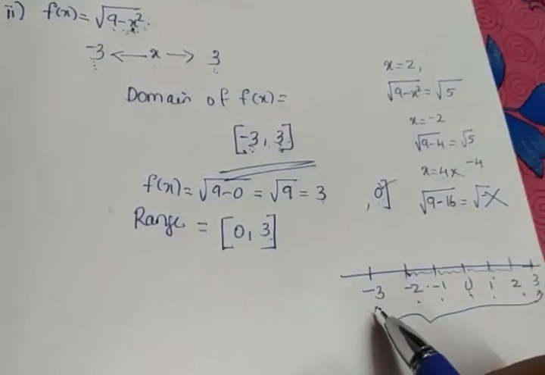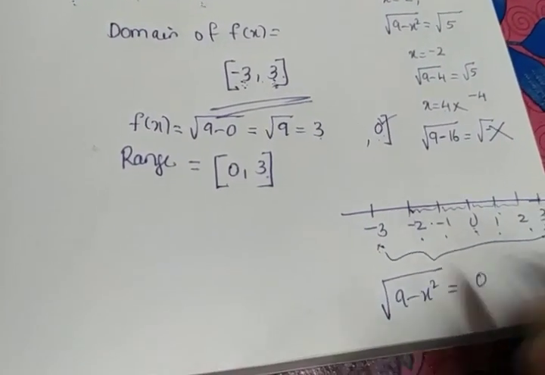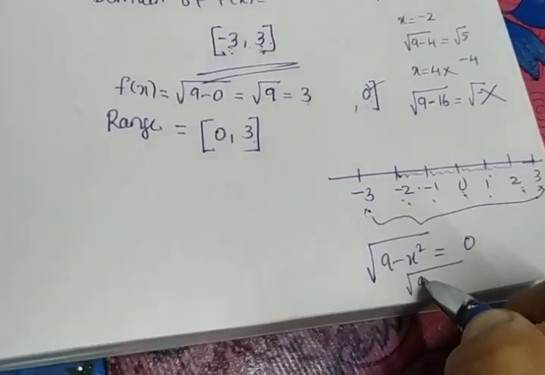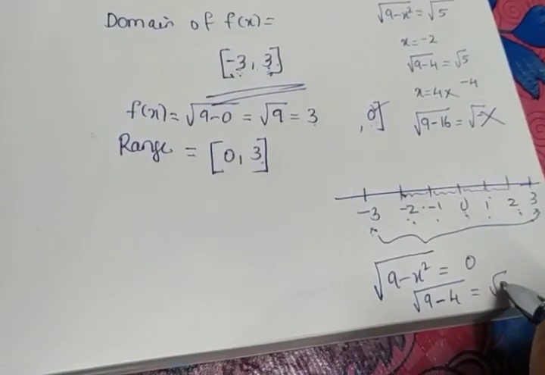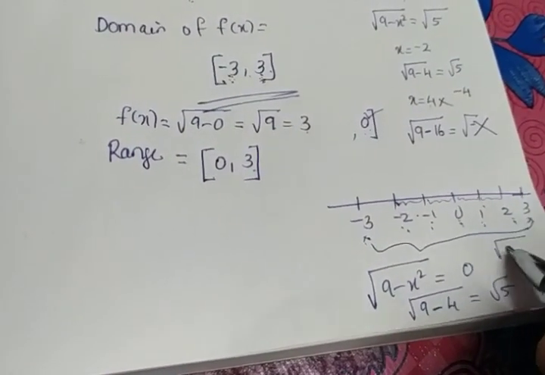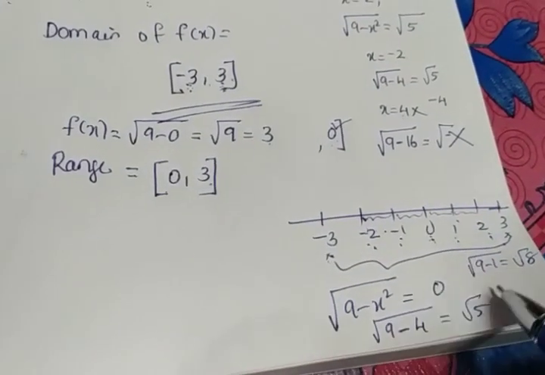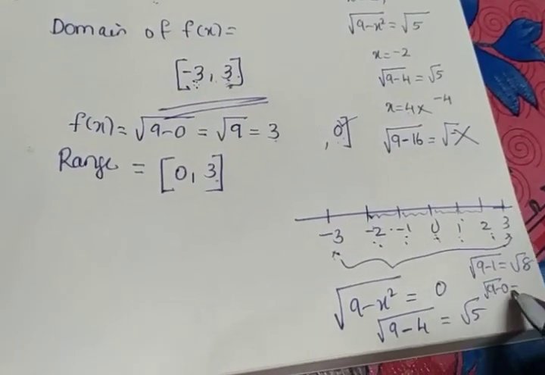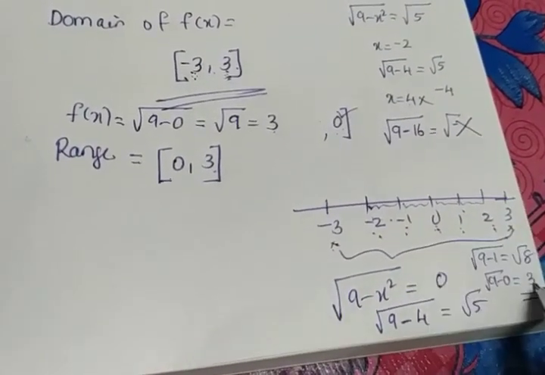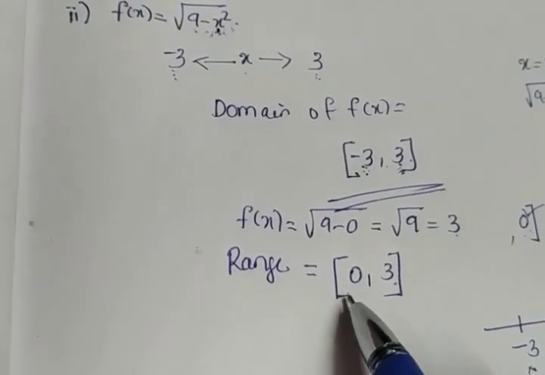When we substitute minus 3 and 3, root of 9 minus x square becomes 0. When we substitute x as minus 2 or 2, it becomes root of 9 minus 4, which is root of 5. When we substitute minus 1 and 1, we get square root of 9 minus 1, which is root 8. And when we substitute x as 0, we get root of 9 minus 0, which is root 9, which is 3. So the values vary from 0 to 3, including 0 and 3. That is the reason why we got the range as the closed interval 0, 3.